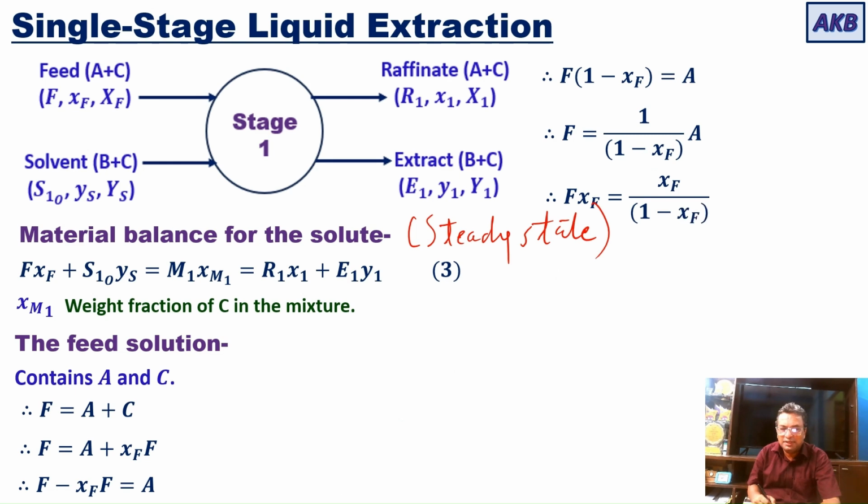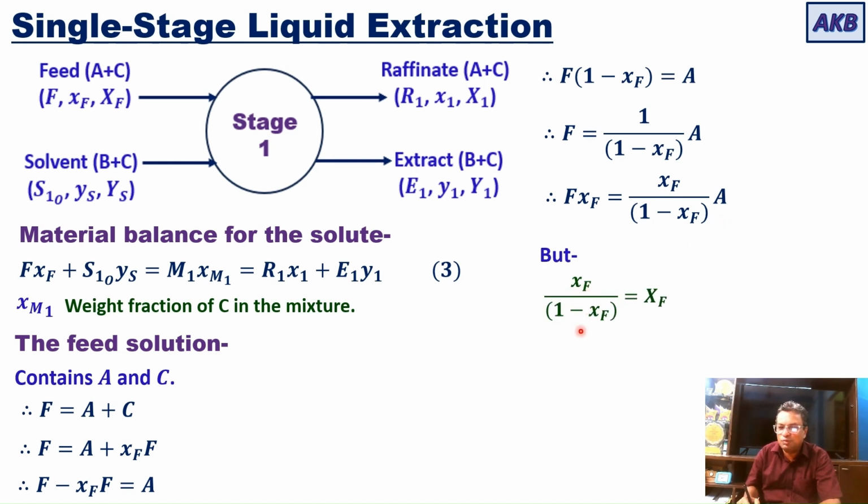Now in the next step, I will multiply both sides of this equation by XF. So it will be F into XF is equal to XF upon 1 minus XF into A. And in this equation, the term XF upon 1 minus XF is nothing but capital XF. What is capital XF? This is the weight fraction of C on a C-free basis in the feed.